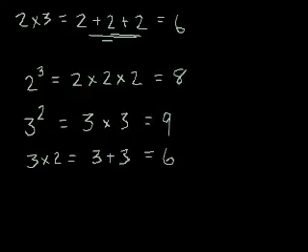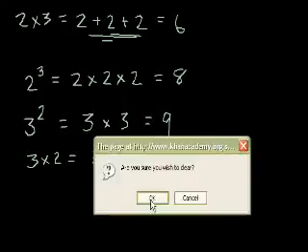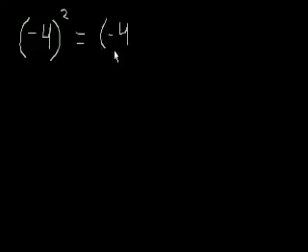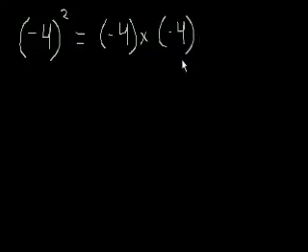Let's do some more problems. If I were to tell you negative 4 squared, once again, that's the same thing as negative 4 times negative 4. We learned from multiplying negative numbers that a negative times a negative is a positive, and then it's 4 times 4. This equals positive 16. You don't have to write the positive. I'm just doing that for emphasis.